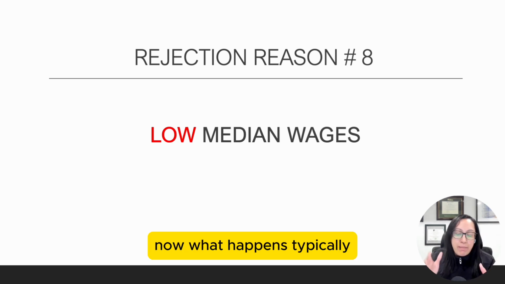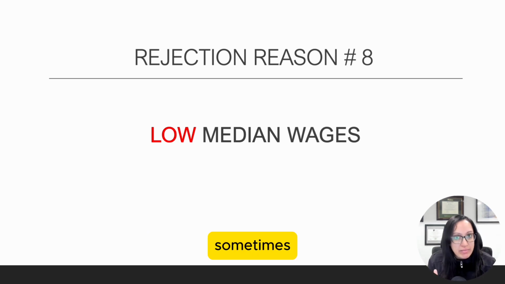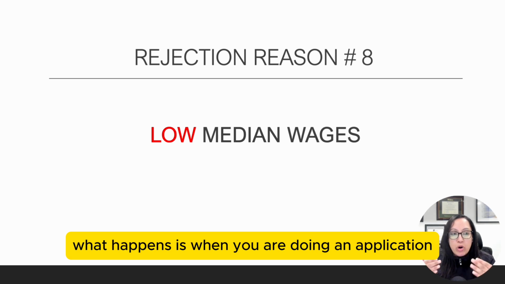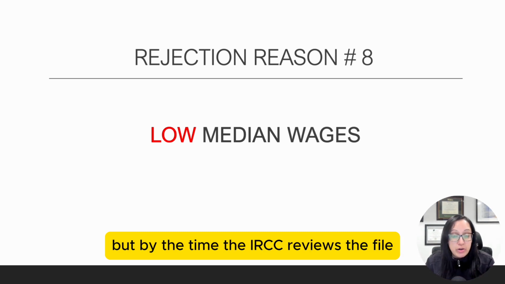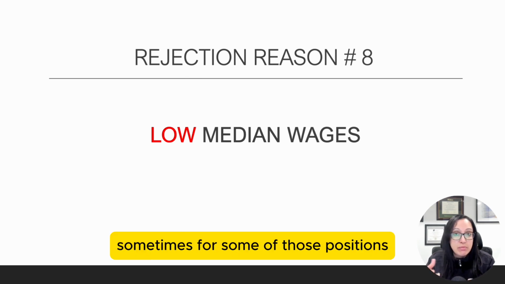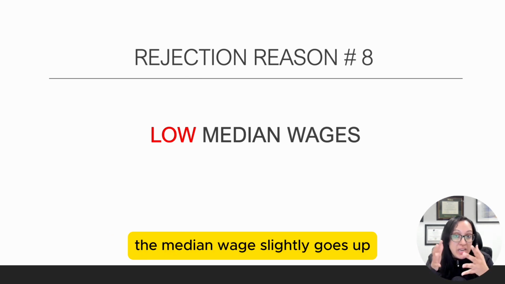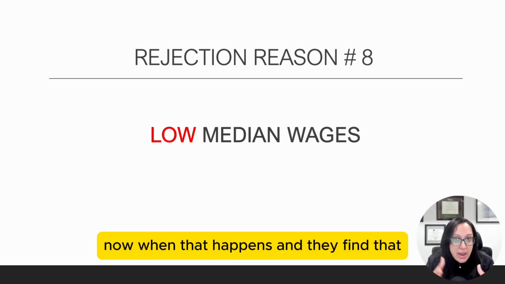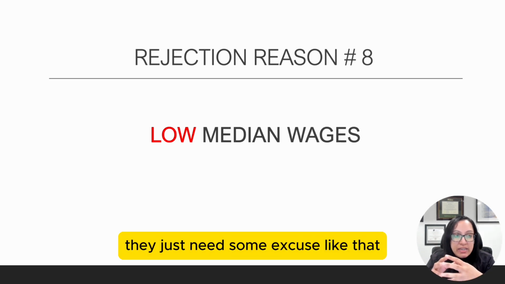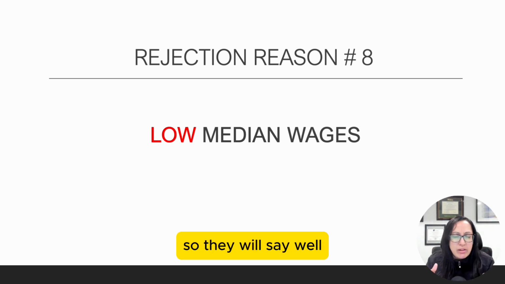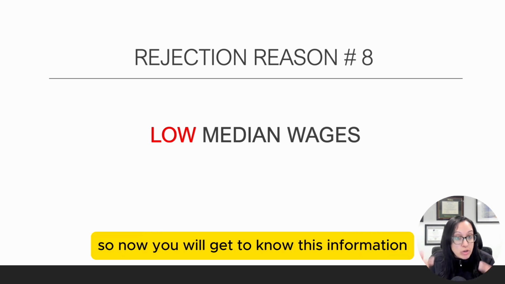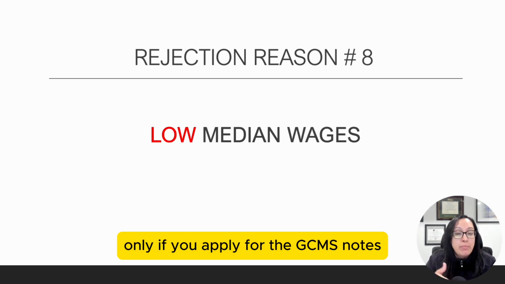Now, what happens sometimes is that when you are doing an application, the median wage is say $40, right? But by the time the IRCC reviews or assesses the file, sometimes for some of those positions, the median wage slightly goes up. Now, when that happens, they find they just need some excuse like that to reject the file. So they will say, well, your median wage was not accurate for some of the positions, and so we're rejecting the file. Now you will get to know this information only if you apply for the GCMS notes.